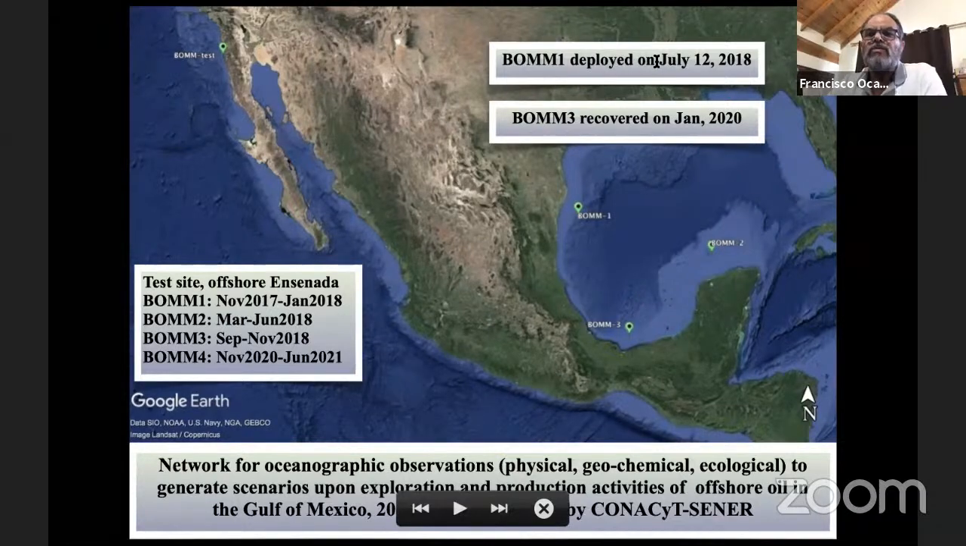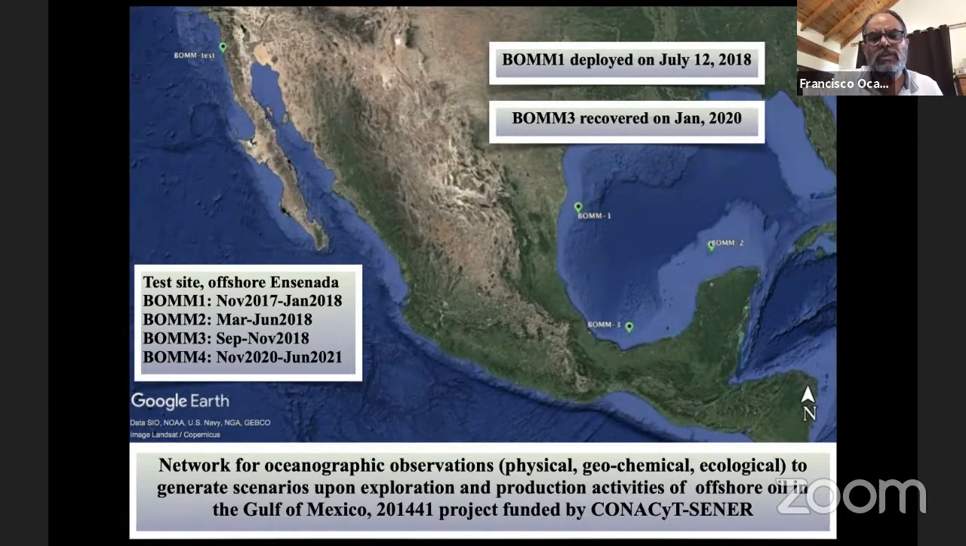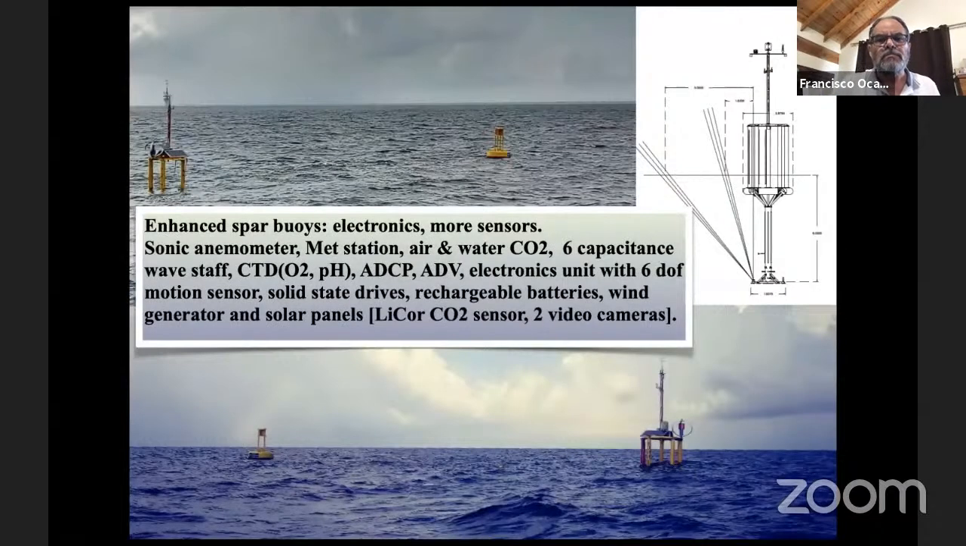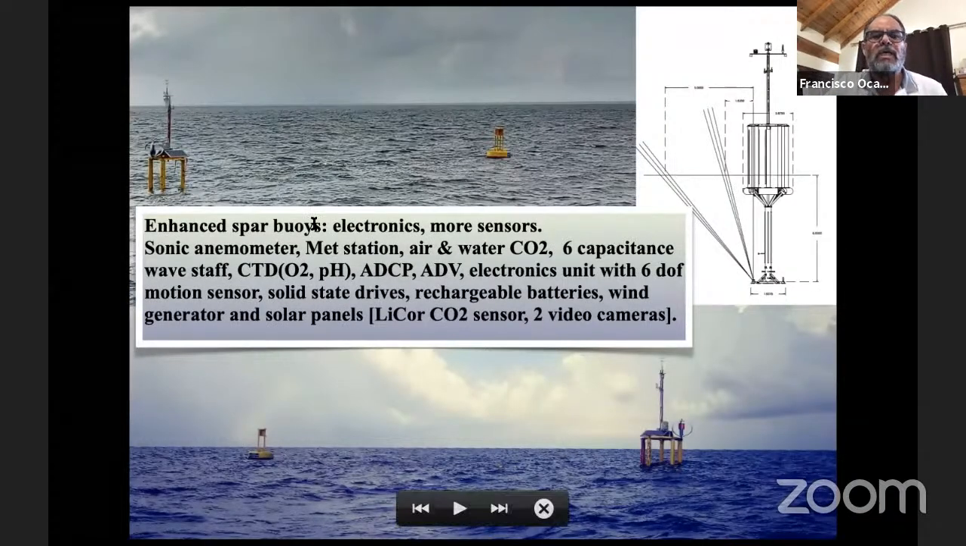We deployed the first one in July in 2018, and later on the other 2. And at the end, we recovered the last one in January 2020. But at least we have some results of 2 of the buoys simultaneously. These buoys are enhanced spar buoys with more electronics and more sensors than before. And one important thing is that the electronics and the connections of the buoys were developed in our laboratory.